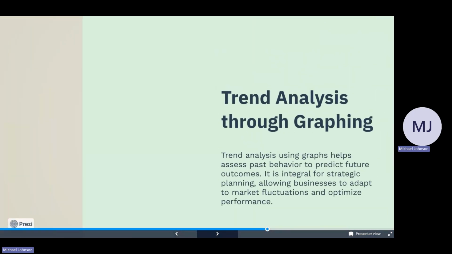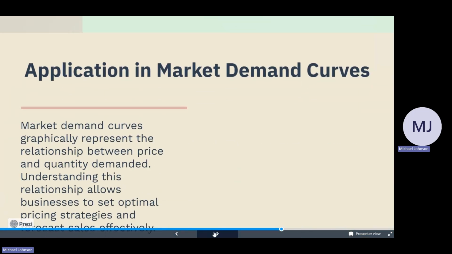Trend analysis using graphs helps assess past behavior to predict future outcomes. It is integral for strategic planning, allowing businesses to adapt to market fluctuations and optimize performance.